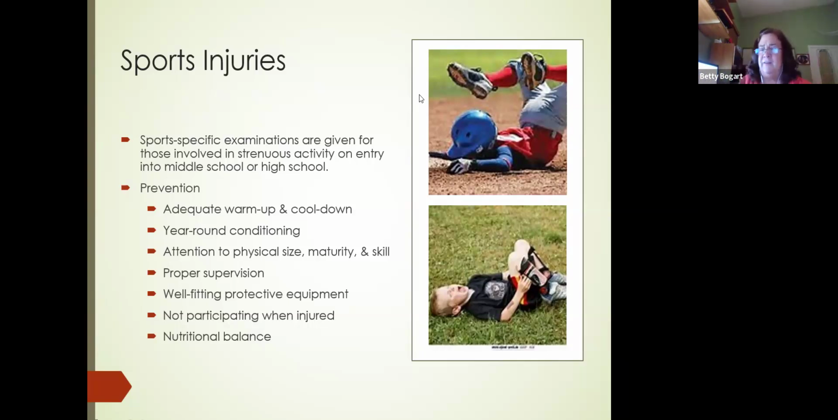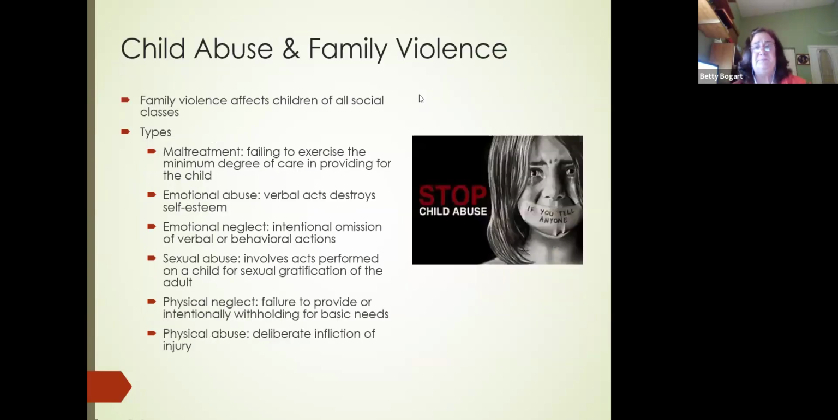Again, it's their physical size. Are they large? Are they small? Their maturity, supervision, making sure they're not going crazy, doing too much. Always protective equipment that fits properly. And then if they've been hurt, that they do take the time to rest. And with any injury, always good nutrition. Remember, protein is one of the great things for healing, right?